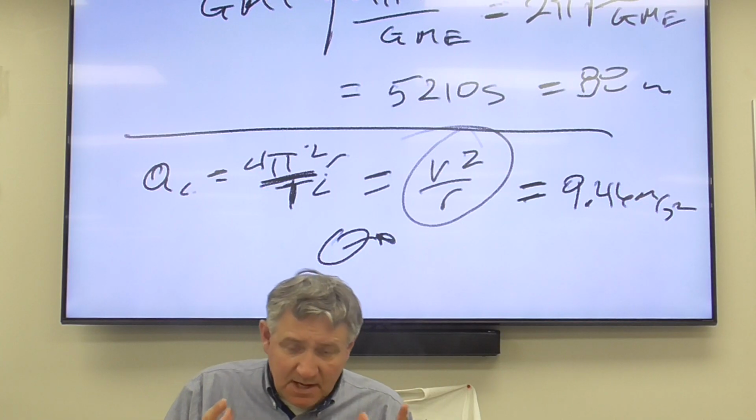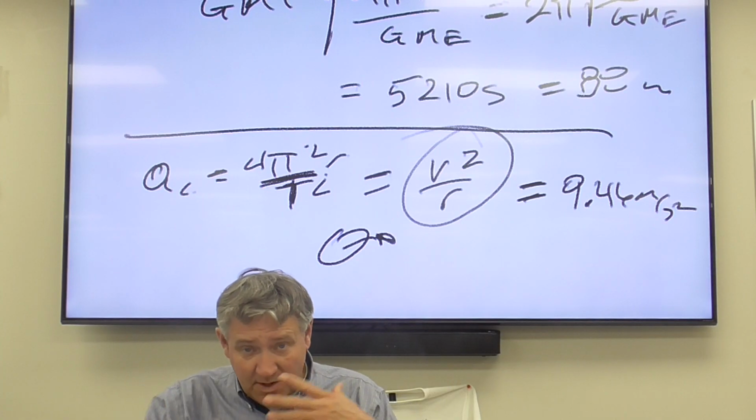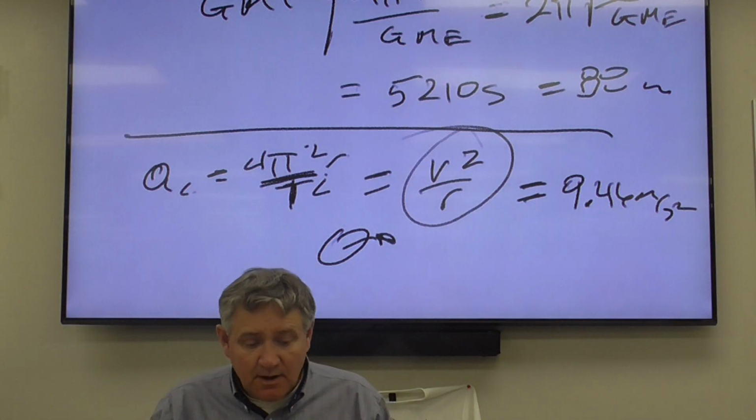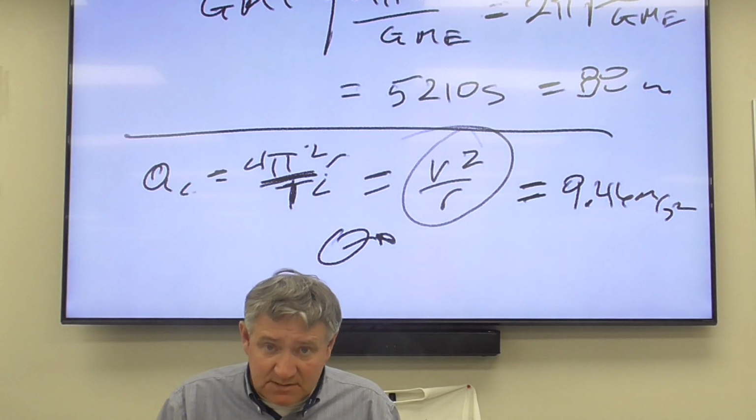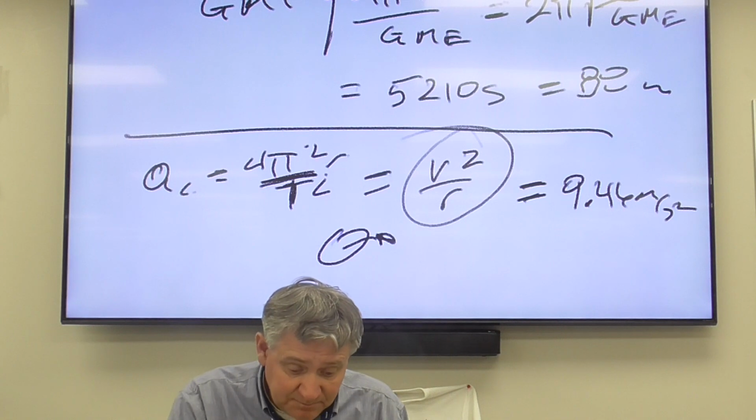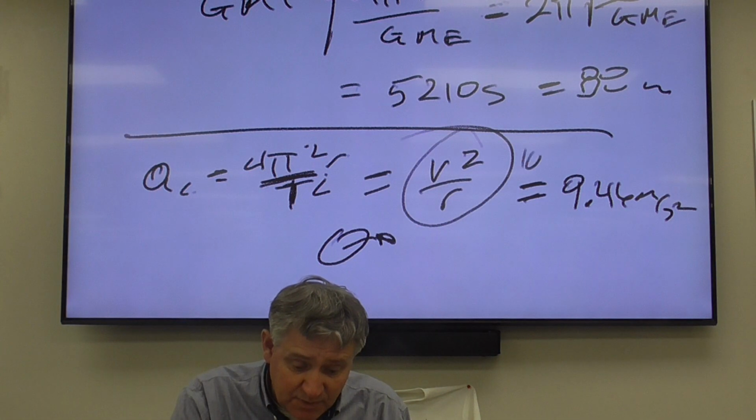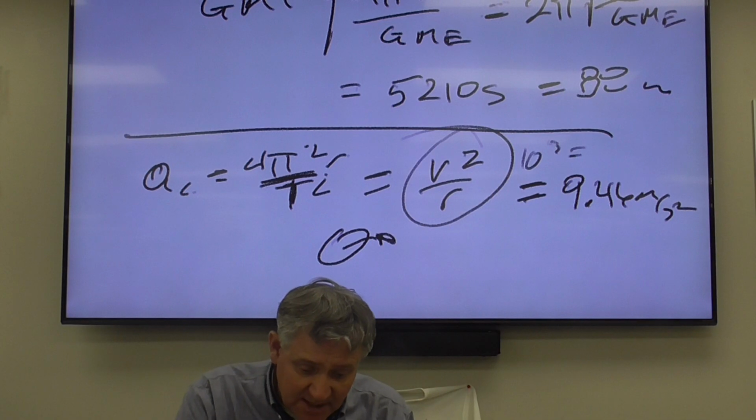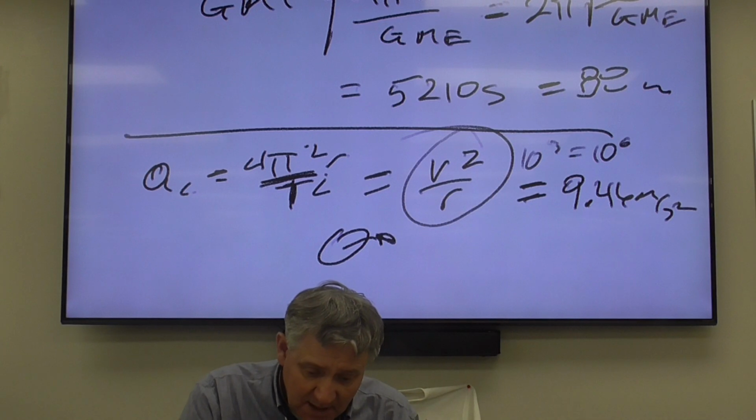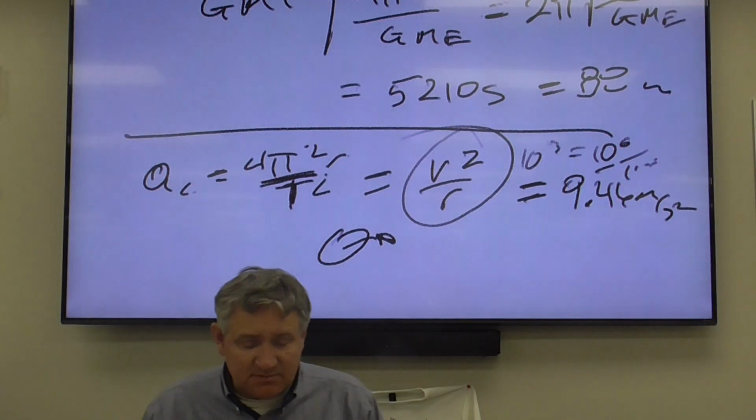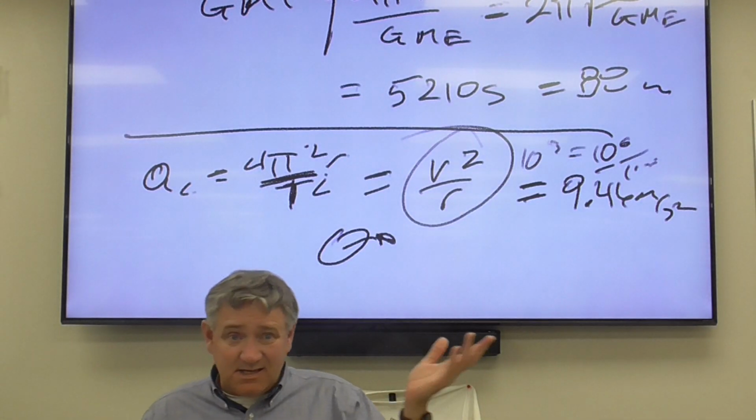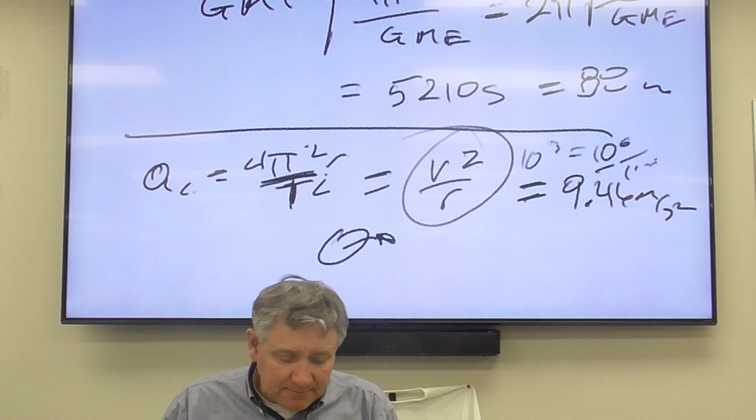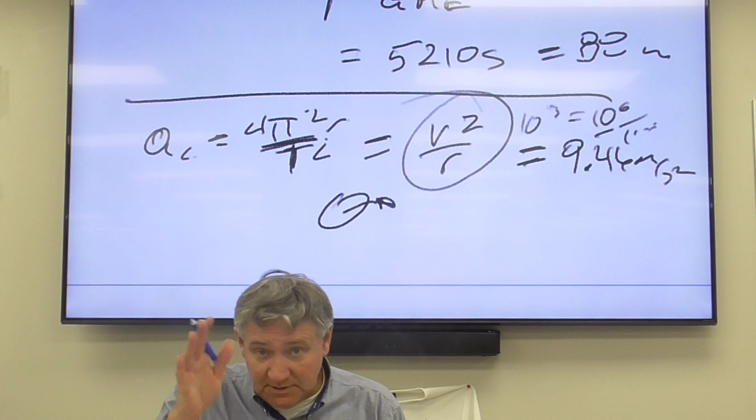Because you're undergoing centripetal acceleration, it's a cool thing. If you look at this in terms of order of magnitude, your velocity is like 10 to the third, but that's going to get squared, so that's 10 to the sixth. And then you divide that by that radius, which is 10 to the sixth. You get 10 to the 0. Kind of makes sense.